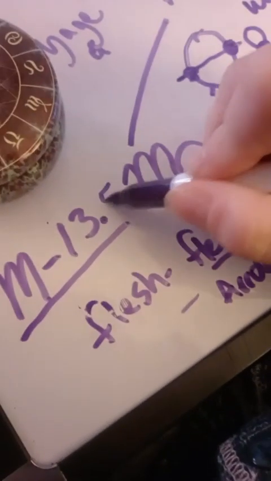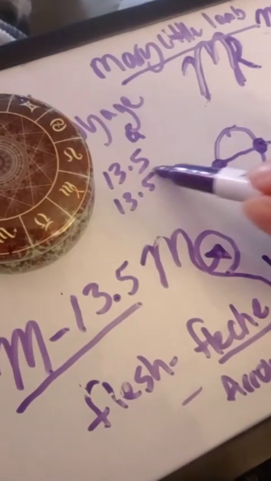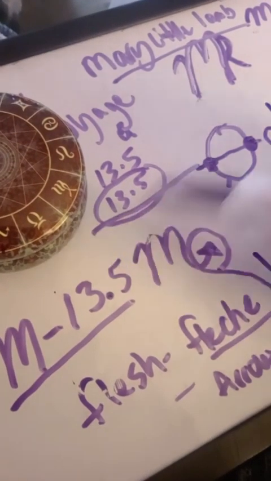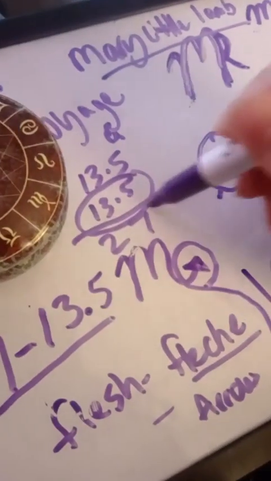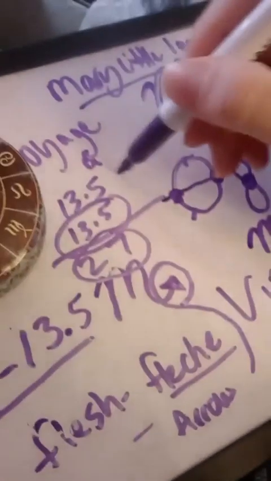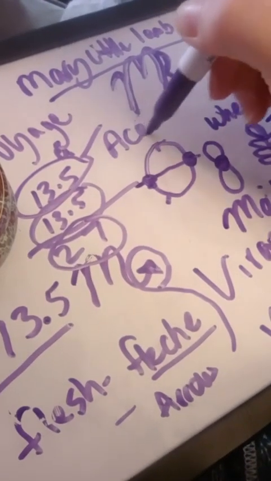Okay, halfway through the alphabet would be 13.5. 13.5 plus 13.5. Okay, 13.5 and 13.5 is 27 for the letters of the alphabet. And 135, as we've talked about before, is ace.